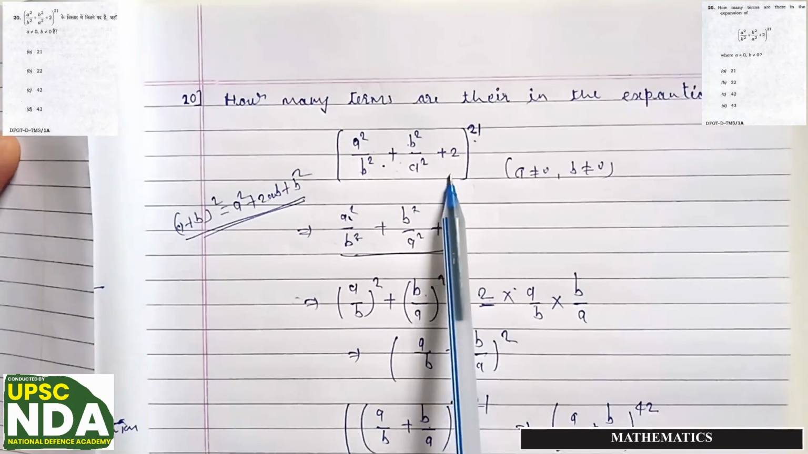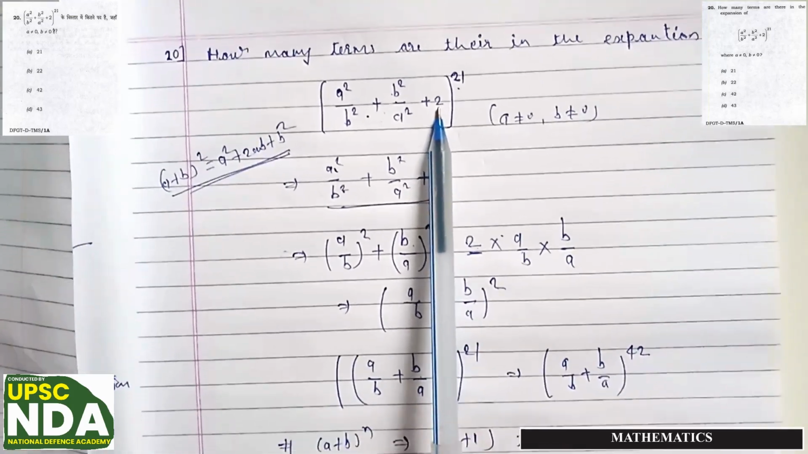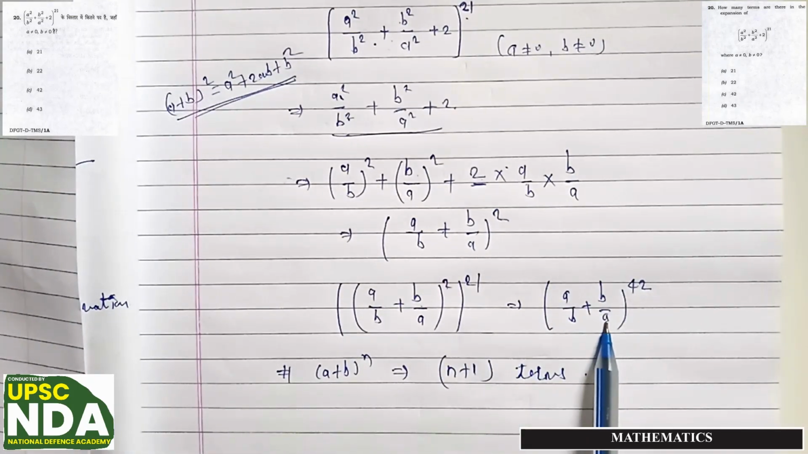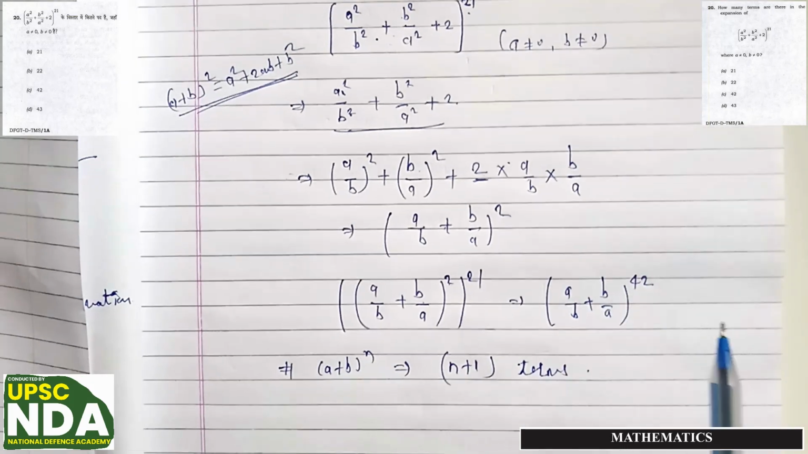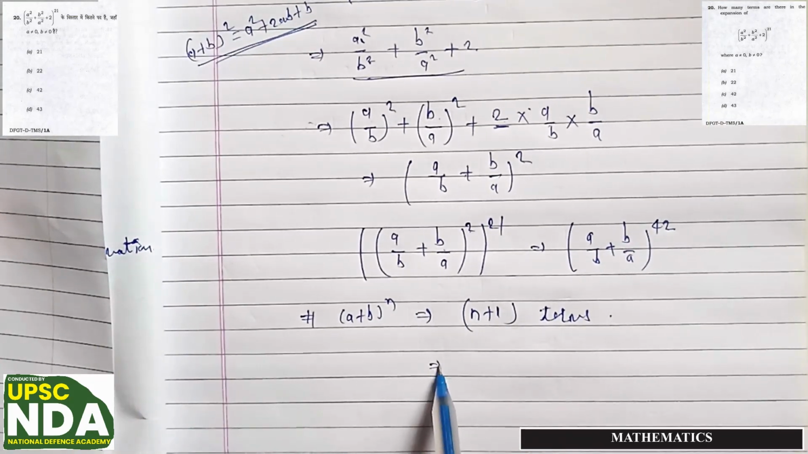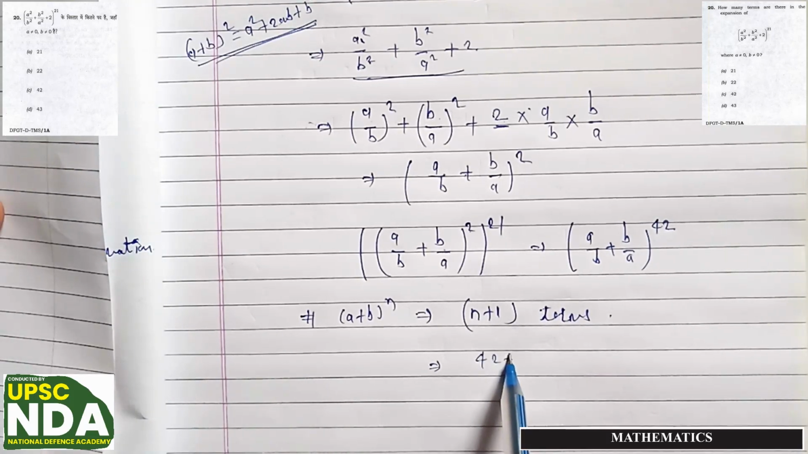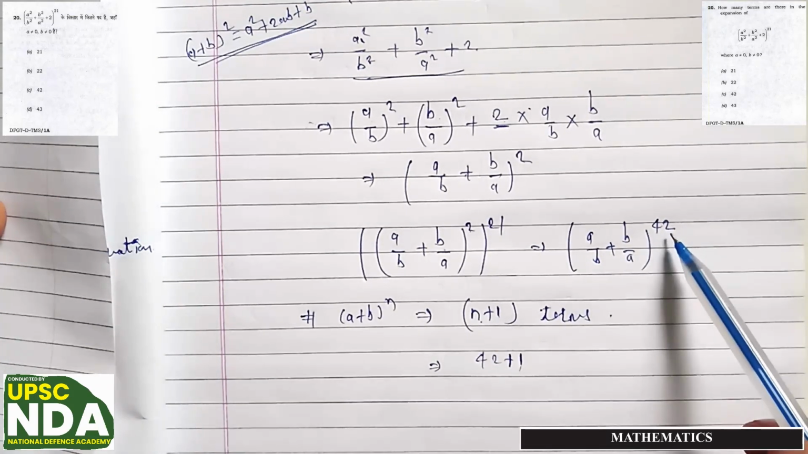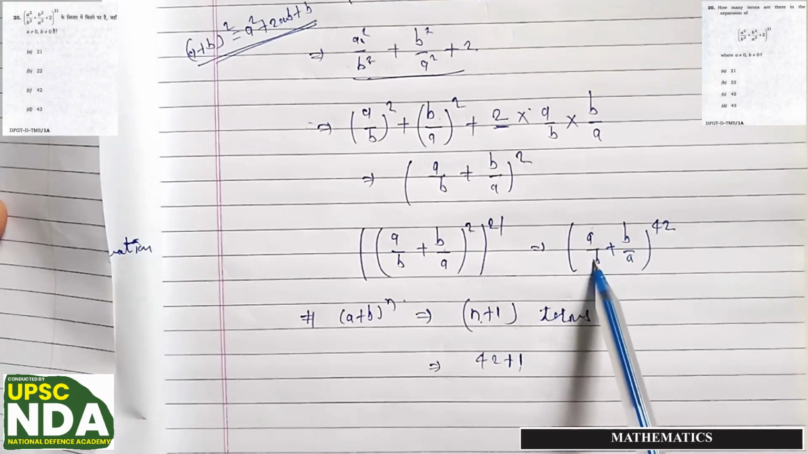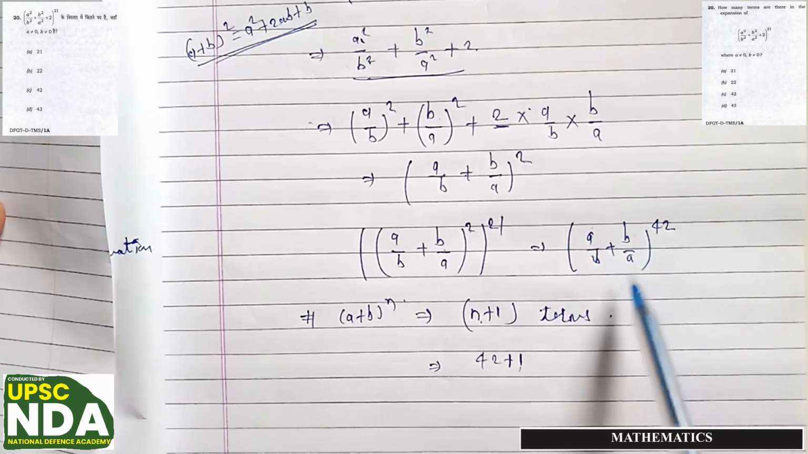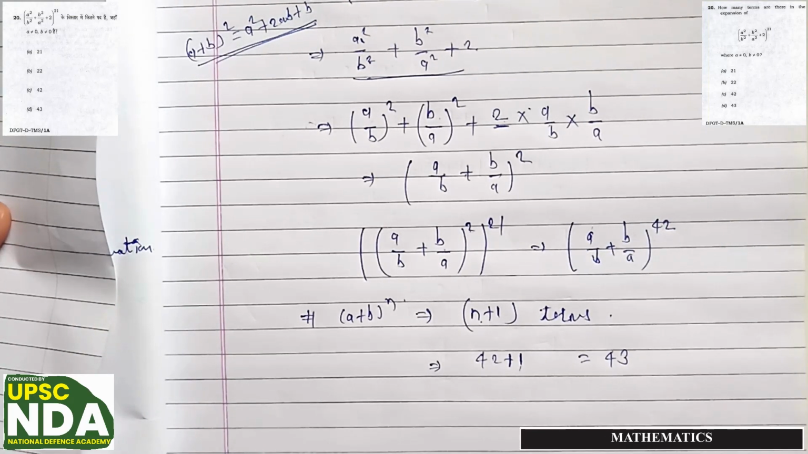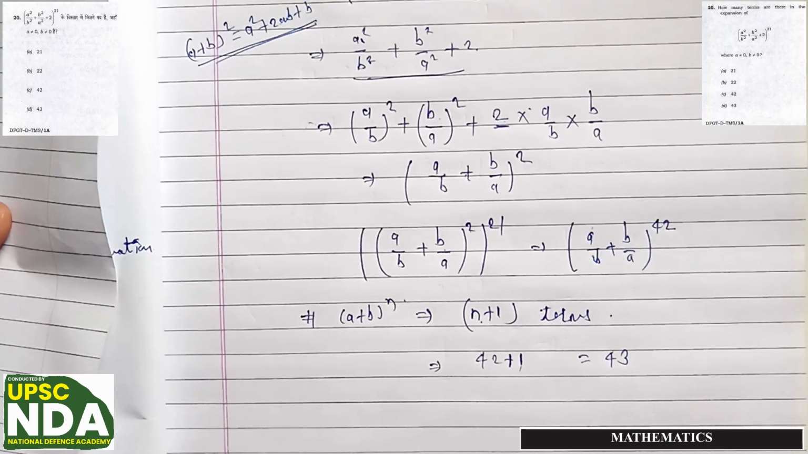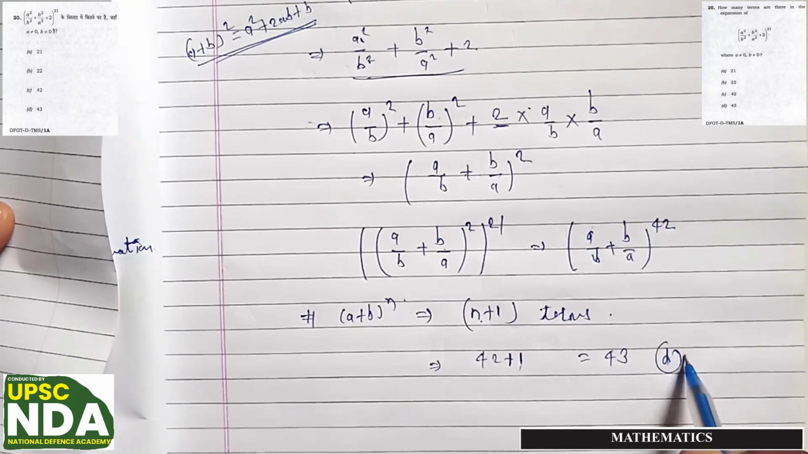We want the number of terms in this expansion, because both of these are equal. So I reduced it to this format, because we know that (a plus b) raised to n has n plus 1 terms. So (a plus b) raised to n has how many terms? n plus 1. That means 42 plus 1 terms, where n here is 42. So n plus 1 is 42 plus 1, which is 43, and which is given in our option number D.